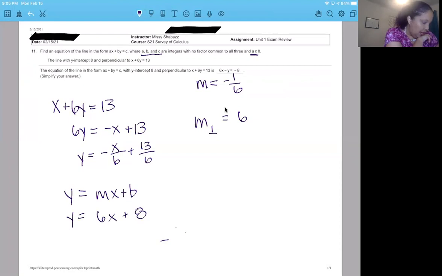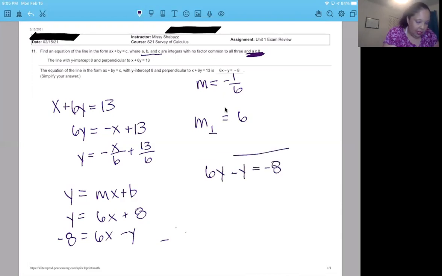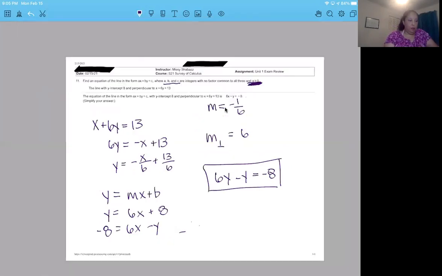was ax plus by equals c. So I need the y and the x to be on the same side. And I also need a to be greater than or equal to 0. So I need to leave that 6x on that side. I'm going to switch the 8 and the y so that I get negative 8 equals 6x minus y. So 6x minus y equals negative 8 is the equation of our line in the particular form that they asked us to put it in.